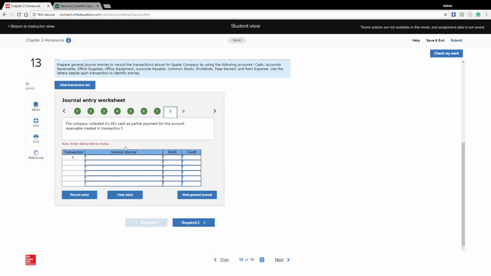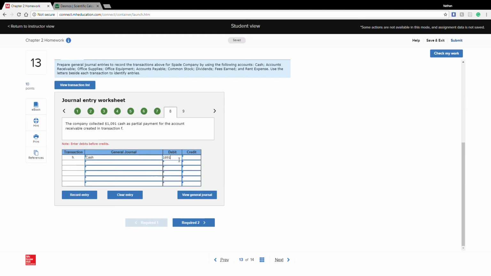8. Company collects $1,091 cash as partial payment for the account receivable created in transaction F. So customer paid. Yay! How did they pay? Well, they paid by cash. So we're going to deposit the cash, which means cash increases in our bank account.